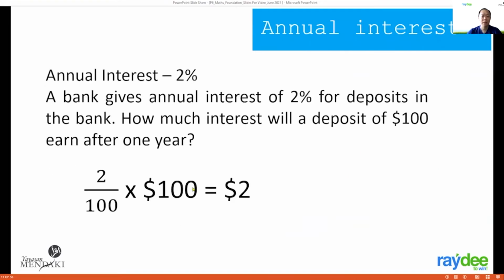Another thing that they will be tested on is annual interest. What's the meaning of annual interest? Here's an example. The bank gives annual interest of 2%, so they're supposed to be able to calculate 2% on a deposit. For deposits in the bank, how much interest will a deposit of $100 earn? So 2% of $100 is just $2.